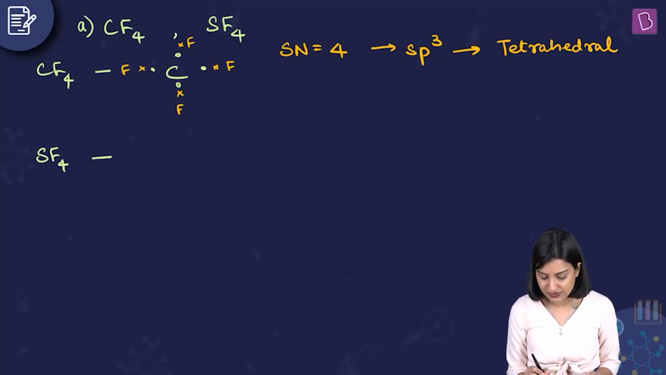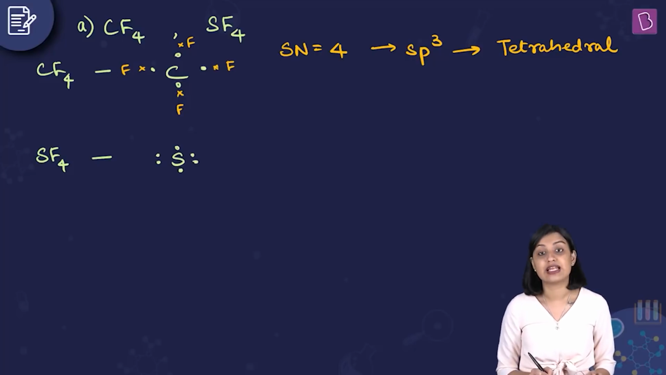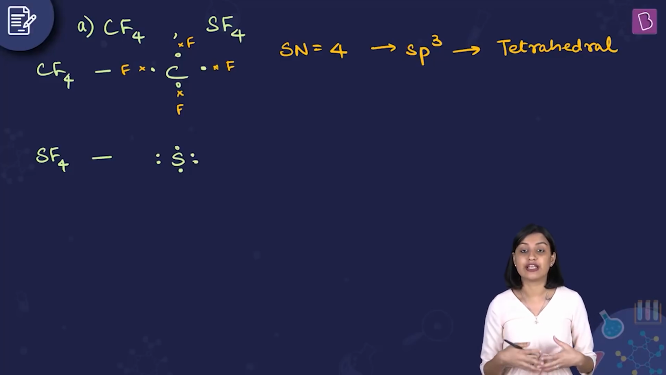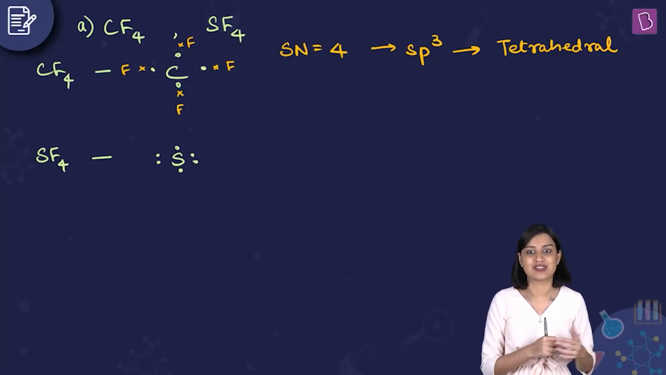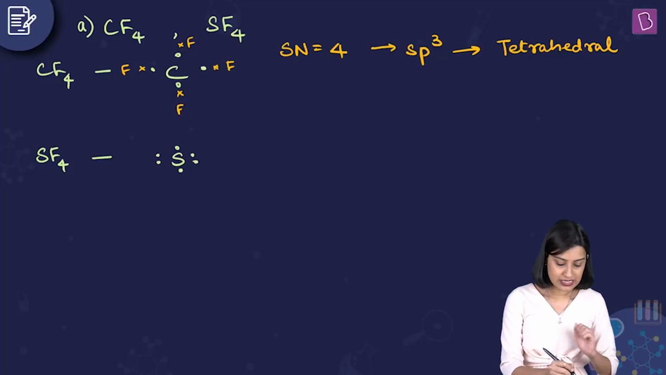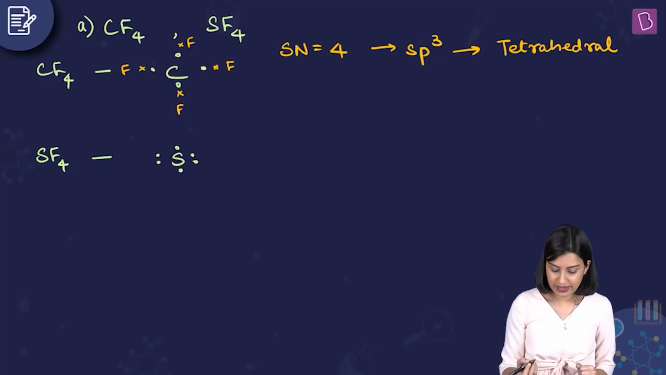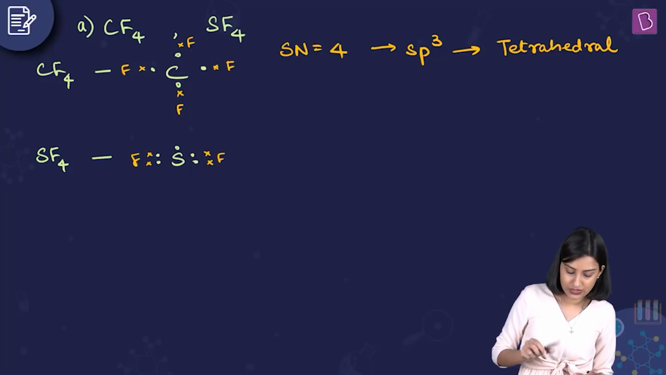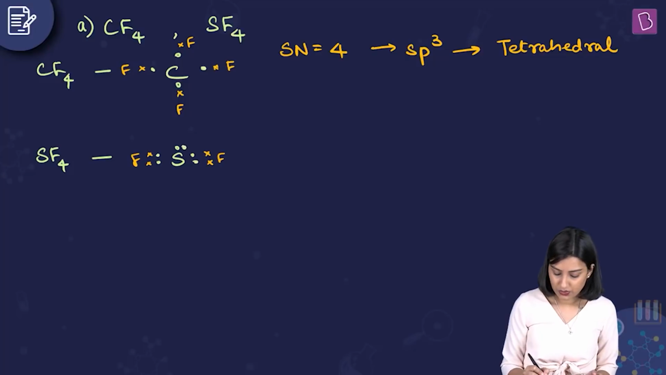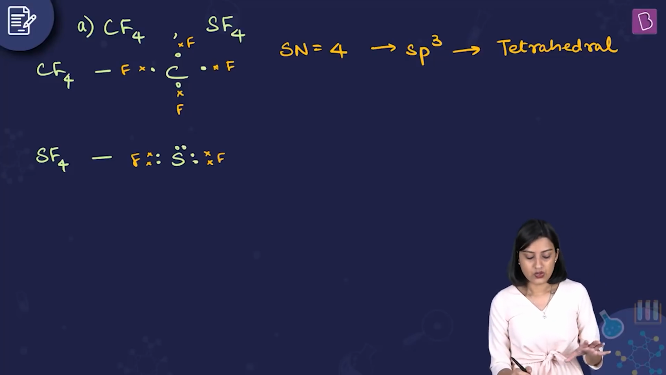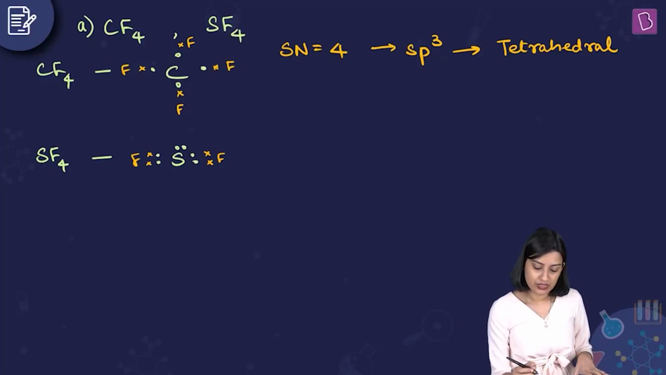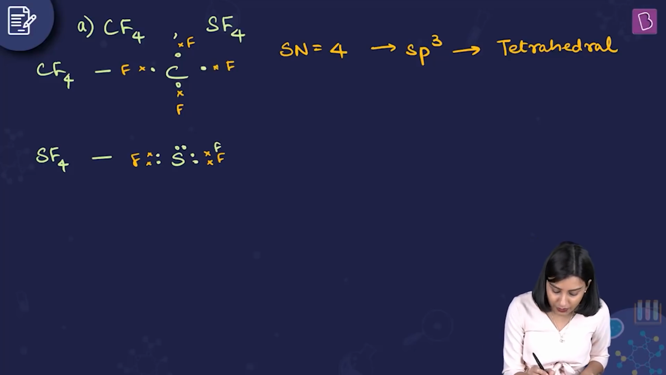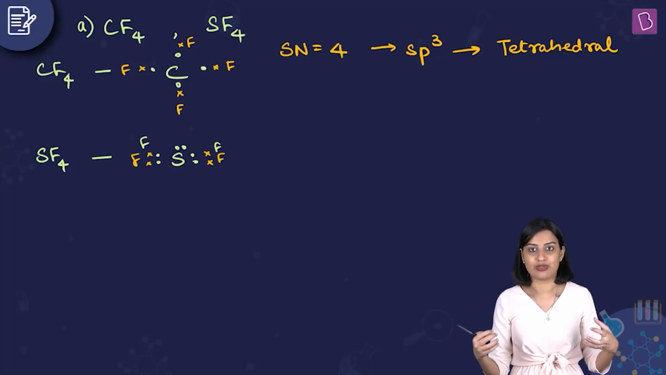In the case of SF4, you have sulfur as the central atom, which has 6 electrons in its valence shell, because sulfur is a group 16 element. So it has 6 electrons available for bonding and it has 4 fluorines to form bonds with. So this is what it's going to look like. It has 1 electron here and 1 electron on the top. There's 1 more fluorine here and 1 more fluorine here. It's not a double bond with the fluorine.